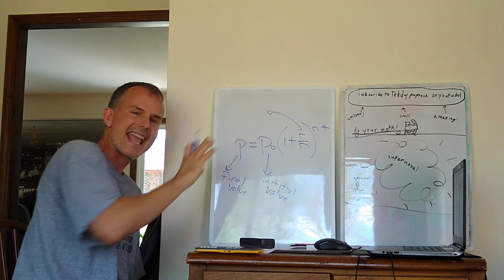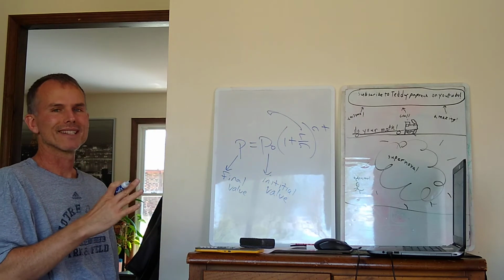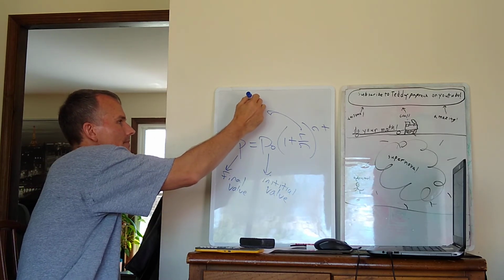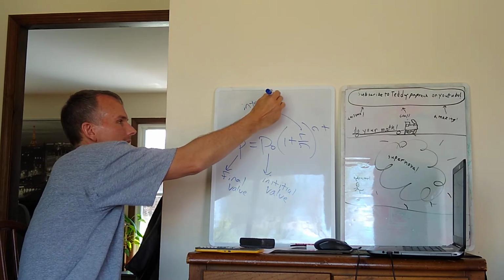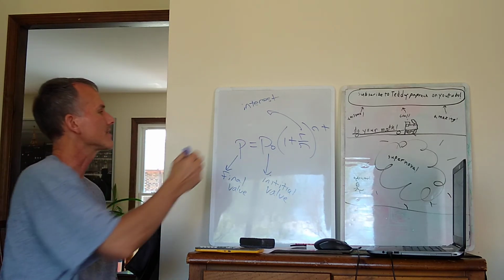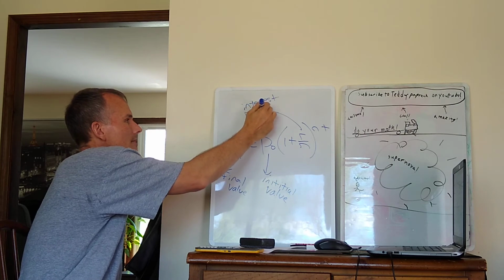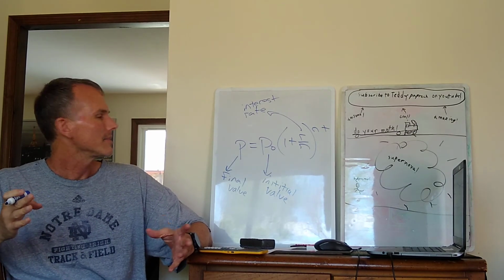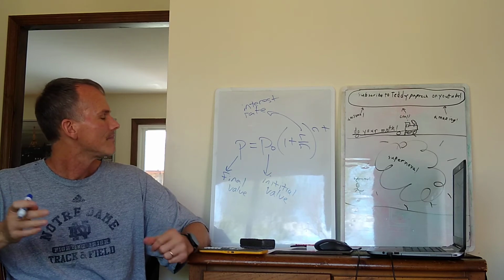R is your annual interest rate written as a decimal. Or if you've got some other sort of investment vehicle, it's your rate of return. Be sure to write that as a decimal. So if you're earning 5% interest, you're going to write that as 0.05.